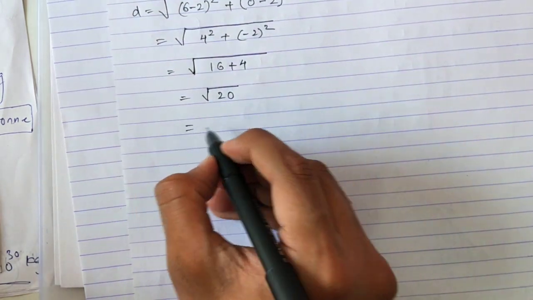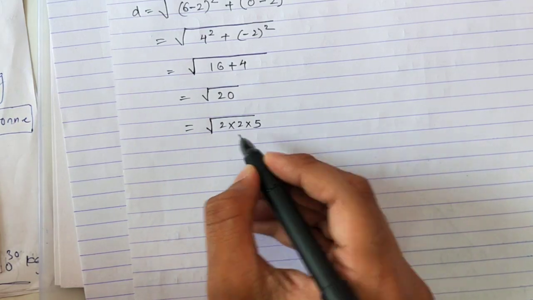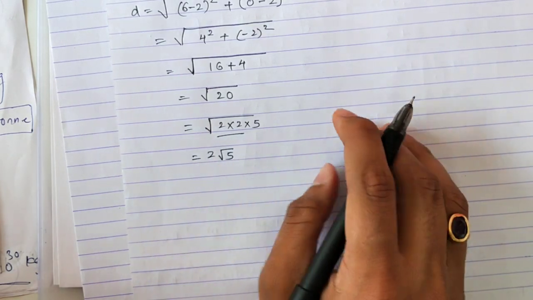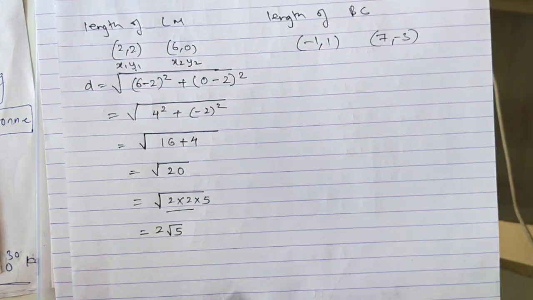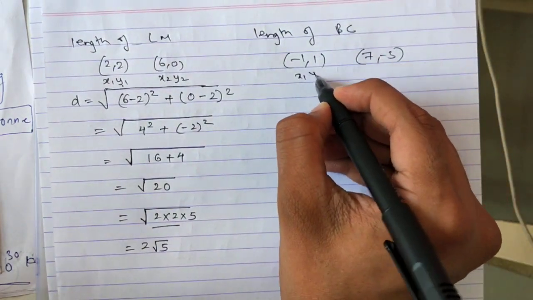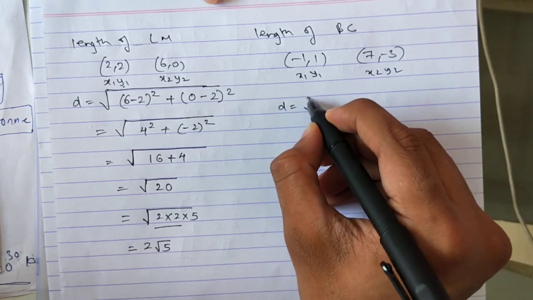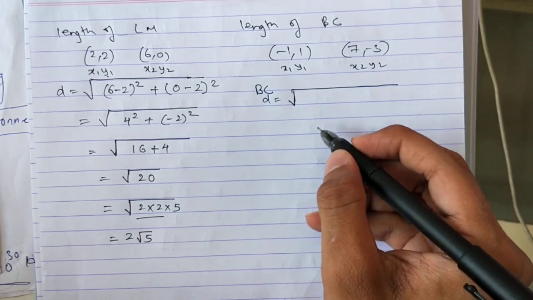So this root 20, if I simplify it, can be written as 2 into 2 into 5. So this 2 will come out. So I'll get the answer is 2 root 5. I hope you have understood. We have found the distance. Okay. Now here again, let's find the distance of BC. Okay, this is the distance of BC.